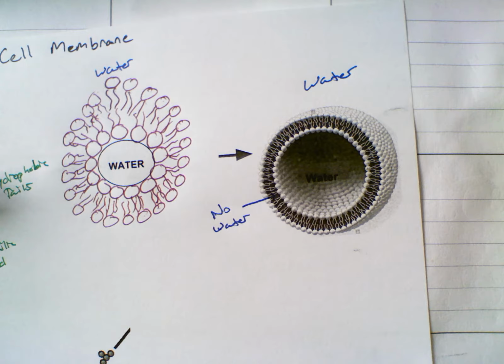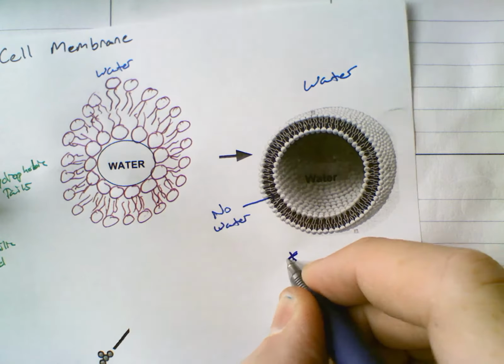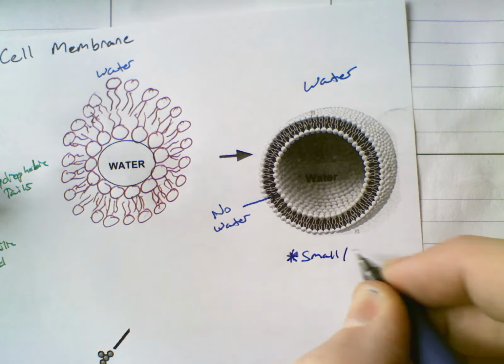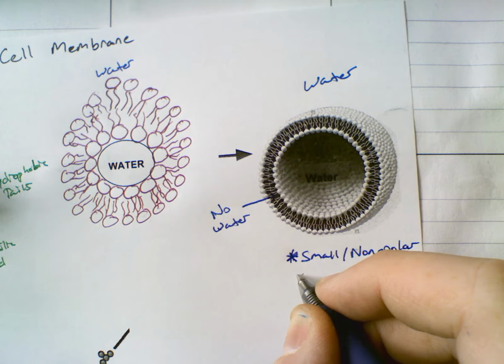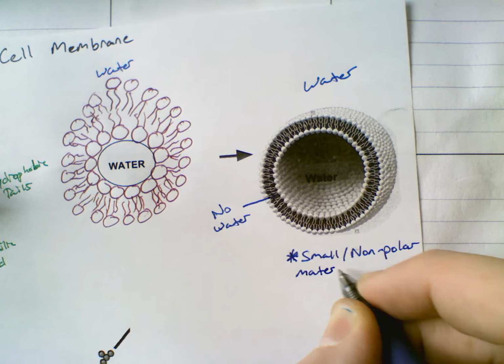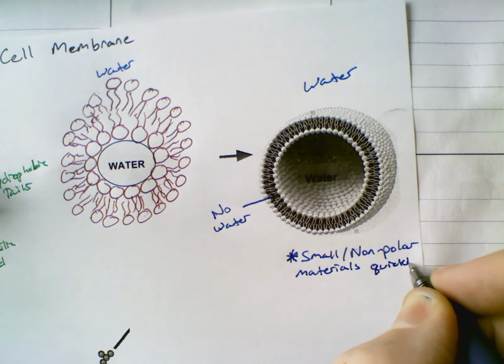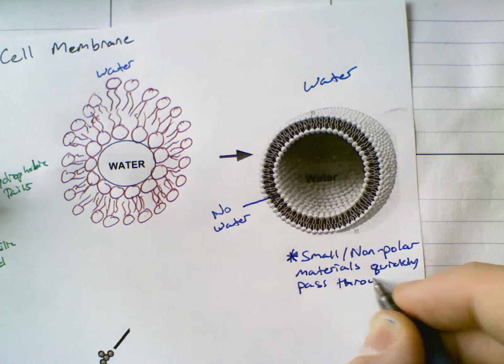And we said before class that small nonpolar things are going to be able to pass through. So let's go ahead and add that in now. So we'll do that right here. Okay. So small nonpolar materials quickly pass through the phospholipid bilayer.